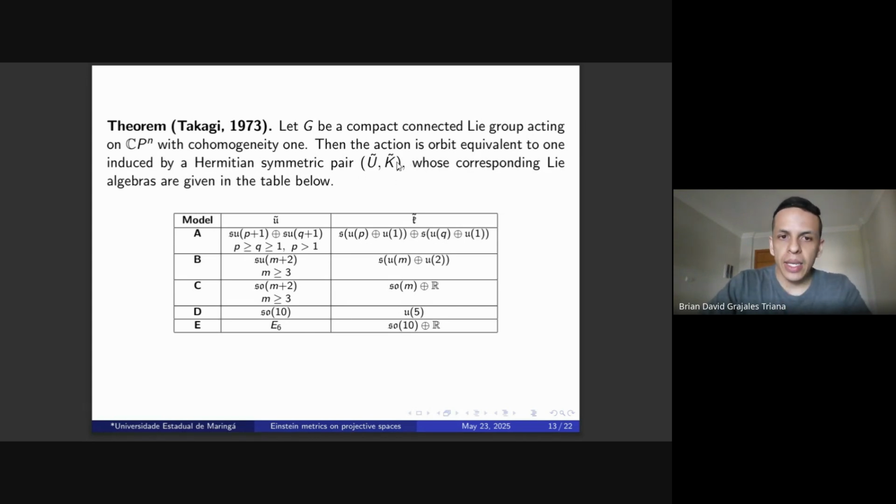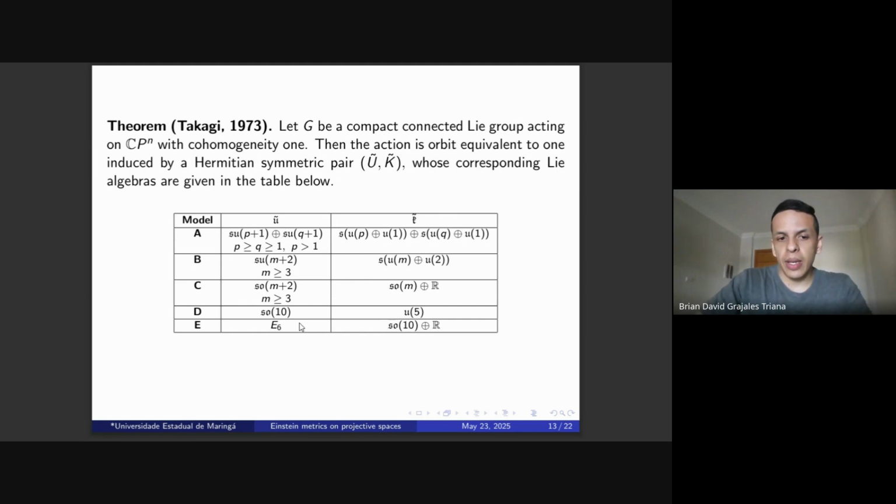Okay, and also, he classified all the symmetric pairs that induce cohomogeneity one actions on complex projective spaces. So you have this table, you have 5 models of cohomogeneity one actions on complex projective spaces, and they are induced by these symmetric pairs. This is the algebra, this is the algebra, this is the algebra. Here, with this table, you can start.